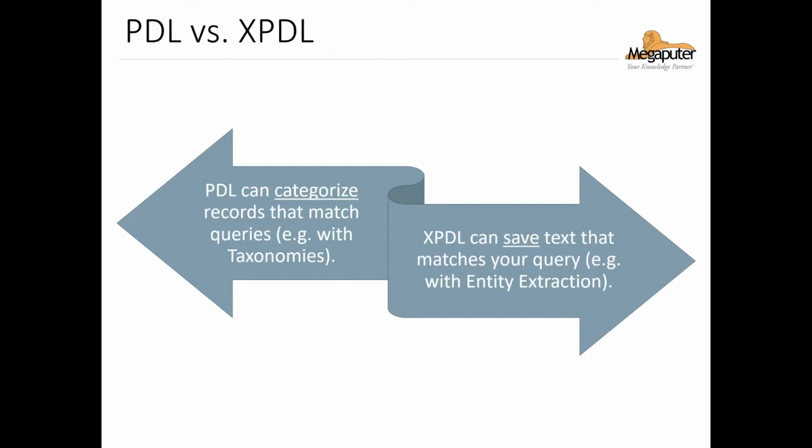XPDL looks through text and runs queries. It can actually extract the text itself that matched the query and pull that out of the text into a new column, so it can perform extraction. It can also save and remember that text and can run additional queries using that saved information. This ability to remember the text itself, where that text was that matched the query, and then recycle that information to do additional queries, is something PDL cannot do on its own. You need to use XPDL for this.